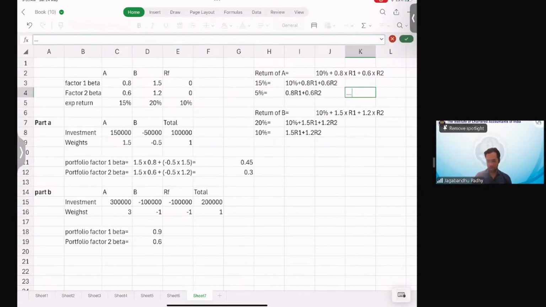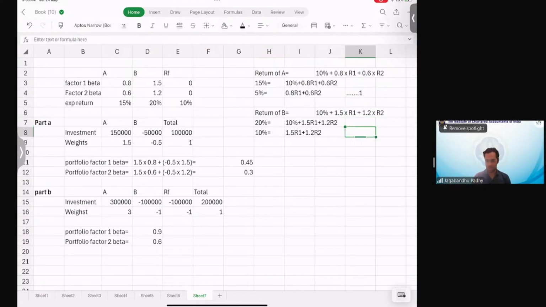We have got two equations. This is equation number 1 and this is equation number 2. Can we solve these two equations and get the values of the risk premiums, which are denoted by R1 and R2 over here? Solve these two equations and try to get the risk premiums.